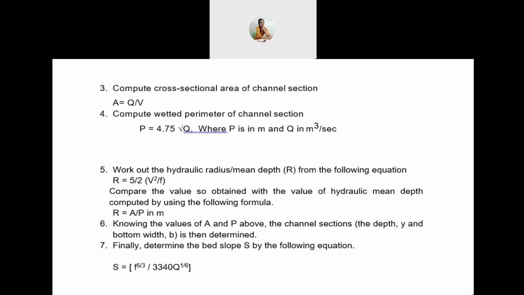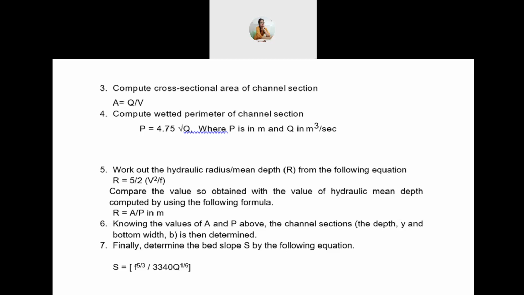Third step, computing the cross-sectional area of channel section by capital A is equal to Q by V. Fourth, computing the wetted perimeter of a channel section, that is P is equal to 4.75 root over Q, where P is in meter and Q is in meter cube per second. Step number 5, working out the hydraulic radius or mean depth, that is capital R, from the following equation, which is R is equal to 5 by 2 into V to the power 2 by f, and comparing the value obtained with the value of hydraulic mean depth computed by using the following formula, which is R is equal to A by P in meters.